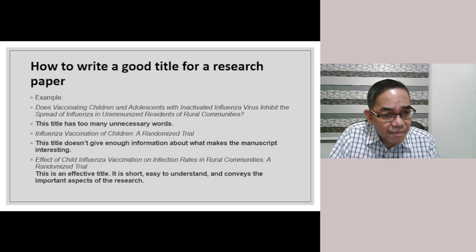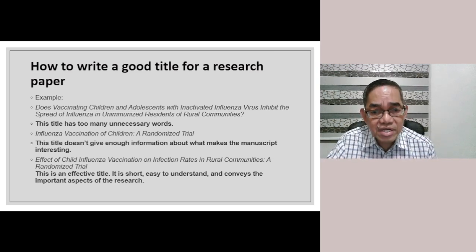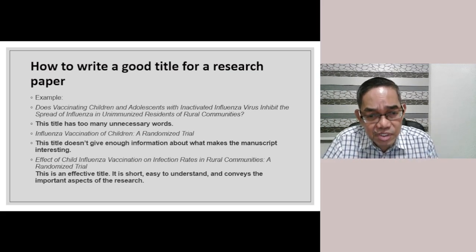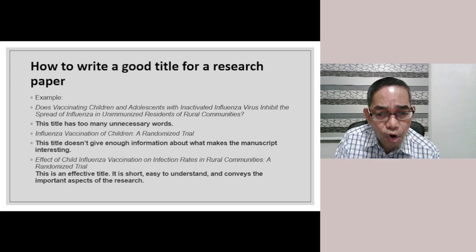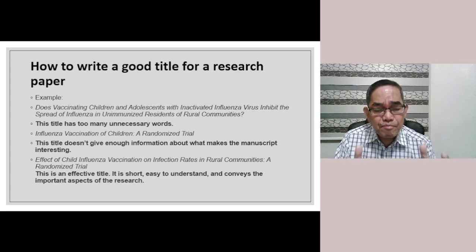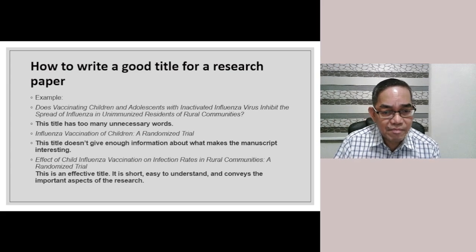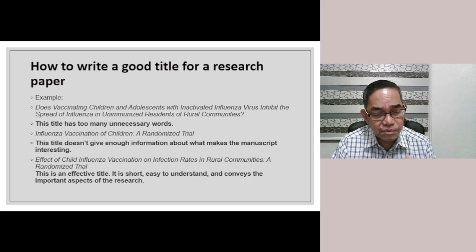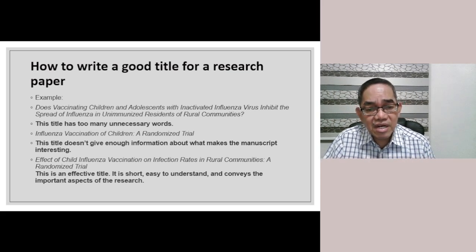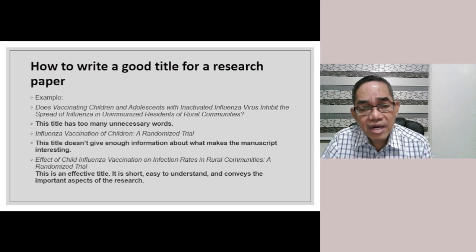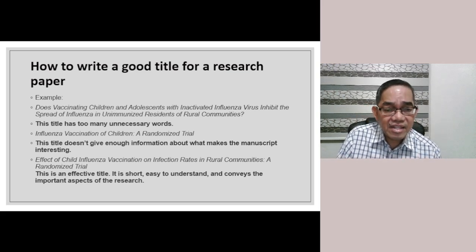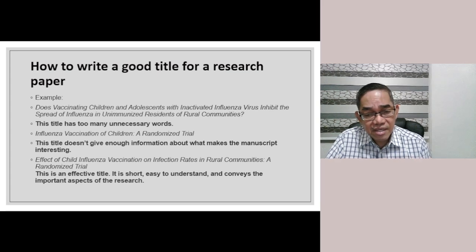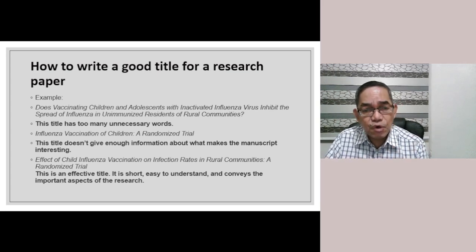Well, this is short, except that this title does not give enough information about what makes the manuscript interesting. So you need somehow to give more meat to your title to make your paper interesting. So you might want to revise it: Effect of child influenza vaccination on infection rates in rural communities, a randomized trial. And this is an effective title. It is short, easy to understand, and conveys the important aspects of your research.